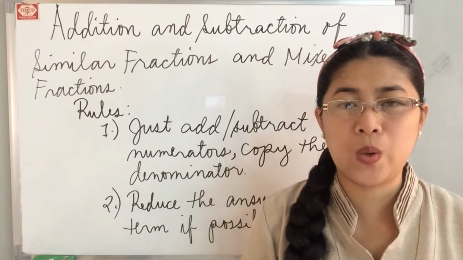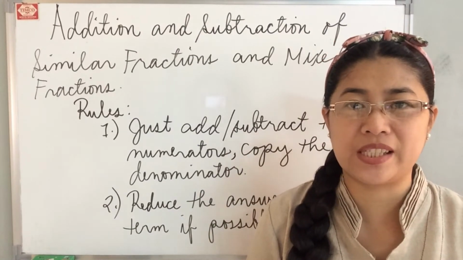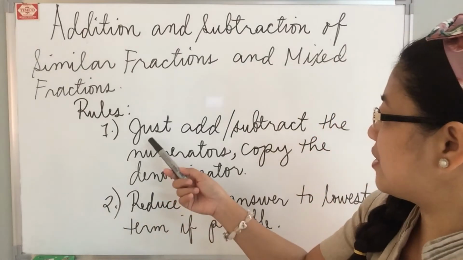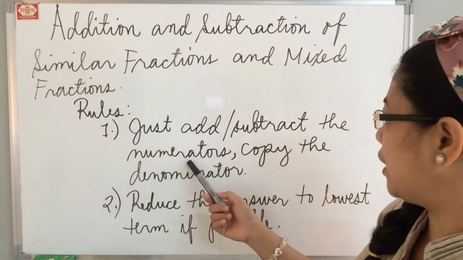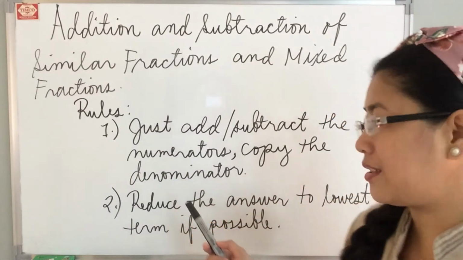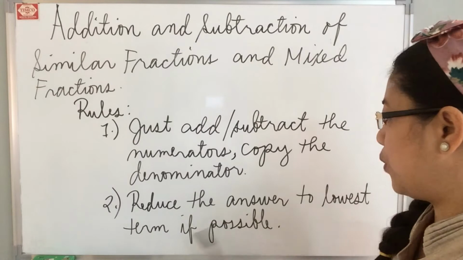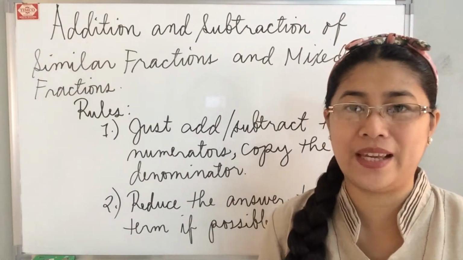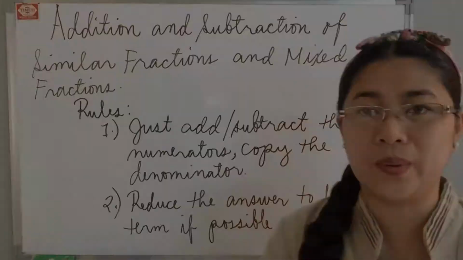Now let's go to our rule in adding or subtracting similar fractions. The first rule is just add or subtract the numerators, then copy the denominator. Then after that, reduce the answer to the lowest term if possible. So if it's possible only. Okay, let's have the first example.